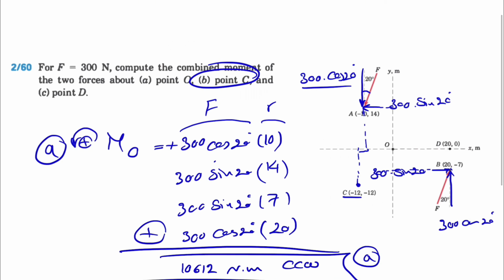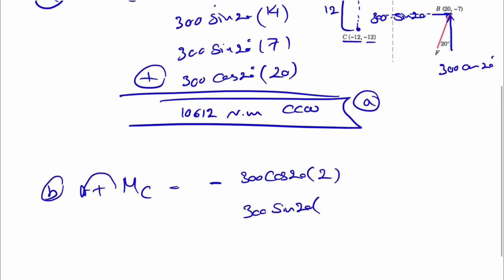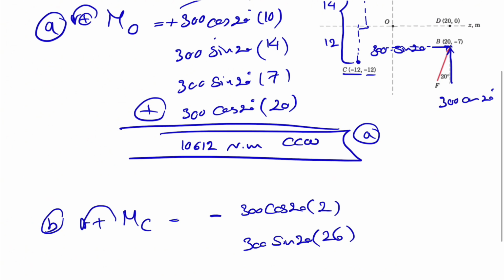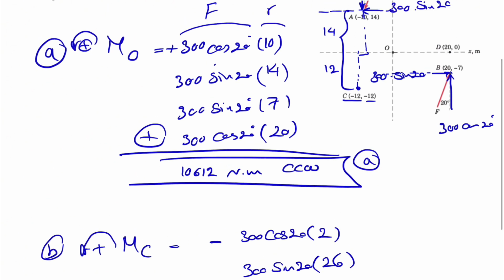And the distance that we have, this is the line of action, and the distance we are interested in is from here to here. We know from C to the x-axis we have 12, and from x-axis to point A we have 14, so basically we have 26 for this one, and that's pretty much for the force F applying at point A. Let's move on to the force F applying at B point.